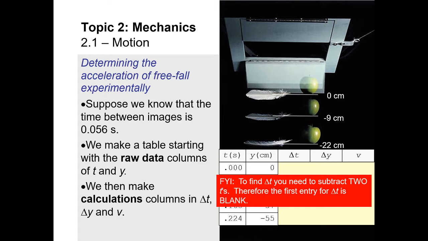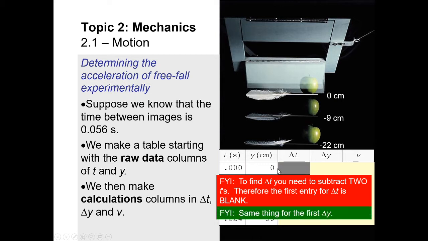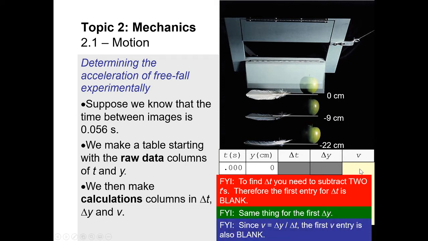Now for delta t, remember delta means change. That means I have to subtract two time values from each other, a final minus an initial time value. I can't start with the first one because that's only one time value. I need at least two. Okay? The same with the delta y. I need two y values to subtract, and since there's only one in the first row, I can't have any value there either. And likewise, since v is going to be delta y divided by delta t, if there's no values for them, there's going to be no value for v. Okay? So the first row is blank.